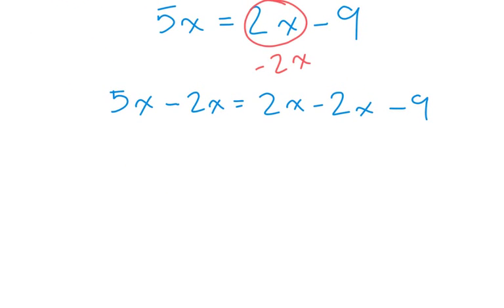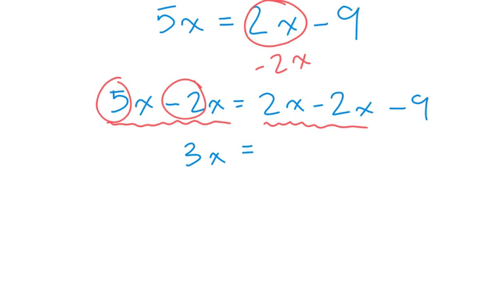Let's simplify the left side of the equation. 5x minus 2x is equal to 3x. All you needed to do there was look at the coefficients. 5 subtract 2 is 3, and the x just stays the same. Over on the right side, 2x subtract 2x is 0, and I don't want to write that 0 in. Therefore, all I'm left with on the right side is negative 9.